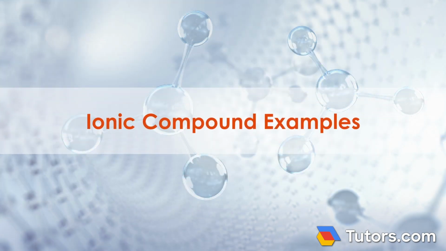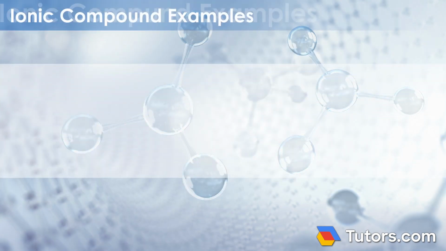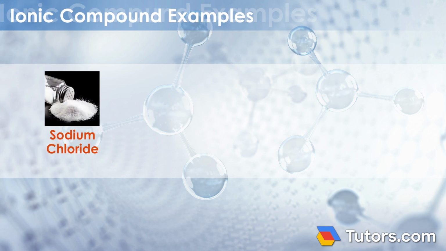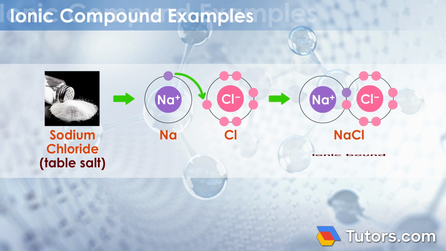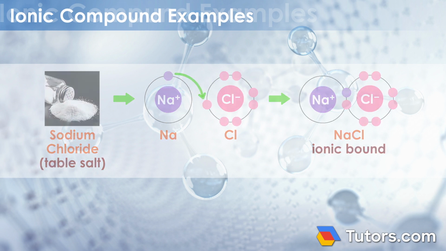Ionic compound examples. Two-element ionic compounds include sodium chloride, or table salt. Here the sodium ion, Na+, is a positive ion, so it is attracted to the chlorine ion, Cl-, which has a negative charge. The opposite charges attract, and the oppositely charged ions form an ionic bond.